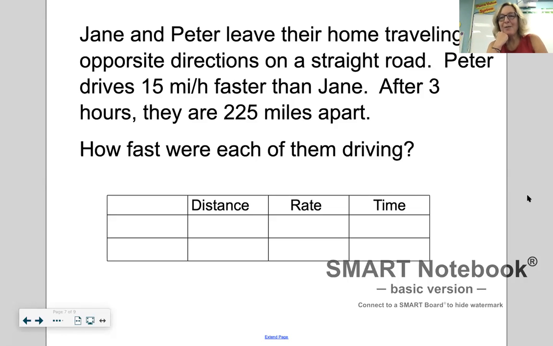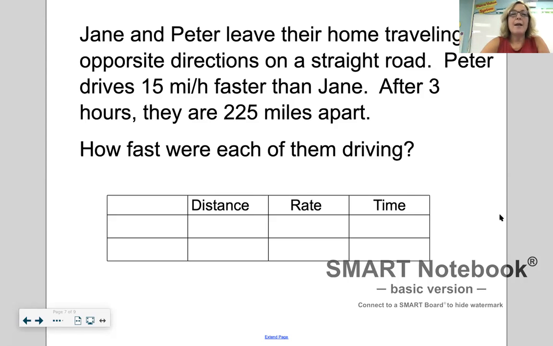Okay, this is my favorite one. Jane and Peter leave their home traveling in opposite directions on a straight road. Okay, so again, this is very theoretical. Like, this would never happen in actuality, that you could go exactly opposite directions on straight roads, right? But it's just an algebra thing. Peter drives 15 miles an hour faster than Jane, and after 3 hours, they are 225 miles apart. And now what we're trying to find is how fast were each of them driving.